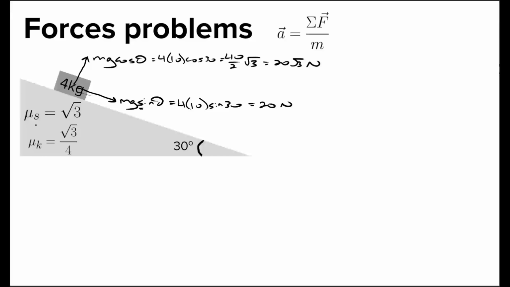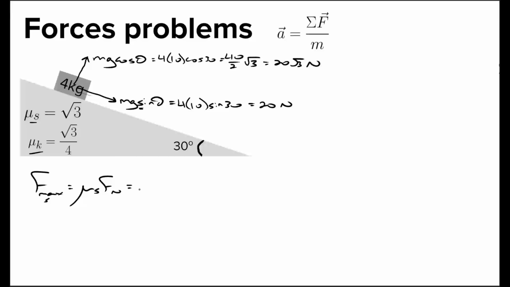Okay, what do we do with that? Well, what if they give you some coefficient of static, coefficient of kinetic? If you remember, the maximum force of static friction is always going to equal mu s Fn. This is the maximum force of static friction. This isn't the force of static friction. I'll show you what I mean.